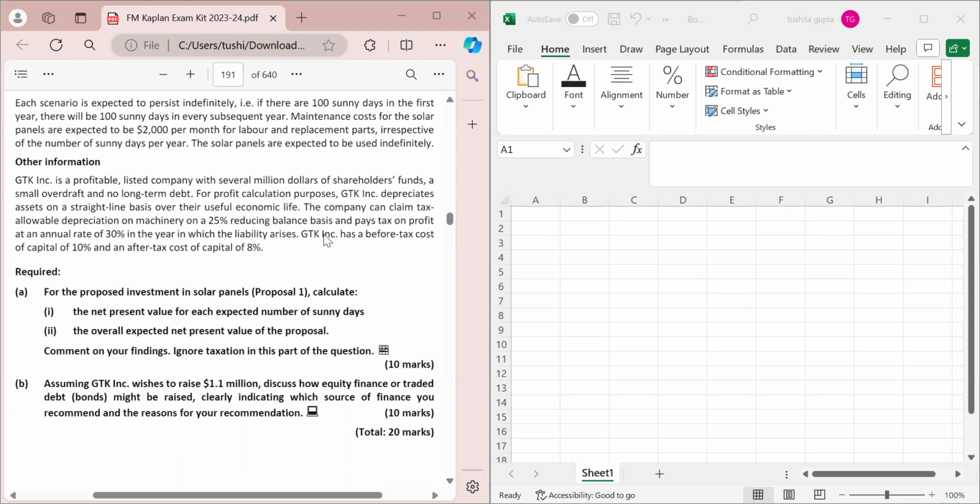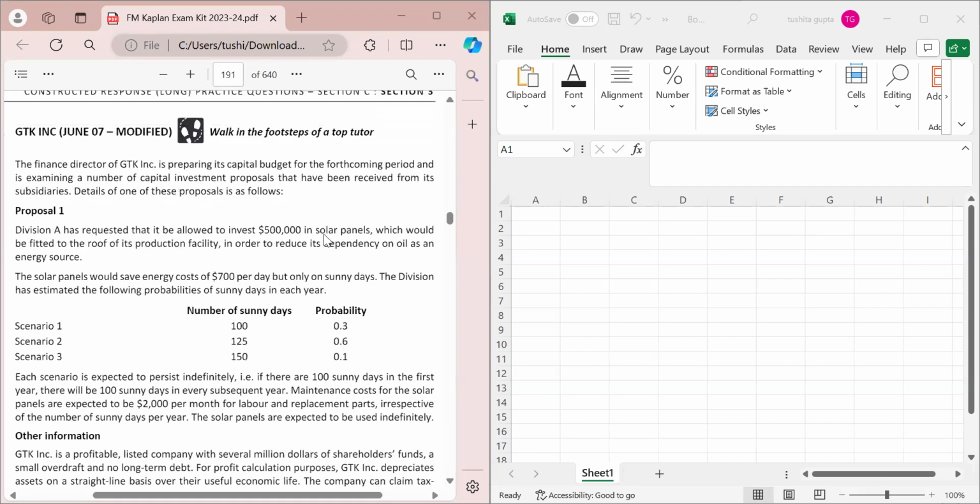And the second requirement wants me to assume that the company wishes to raise $1.5 million. And I have to discuss how equity finance or traded debt bonds might be raised, clearly indicating which source of finance you would recommend and the reasons for your recommendation. So this is again a 10 marker requirement. Let's have a read at the information.